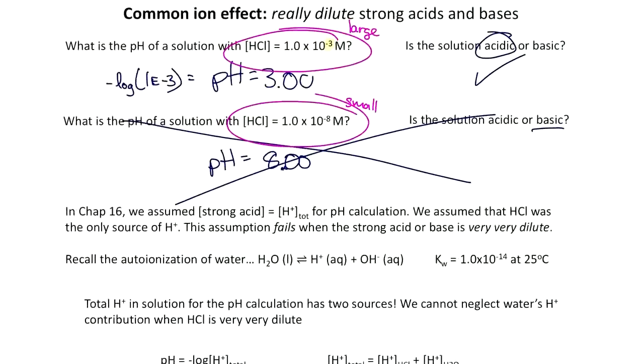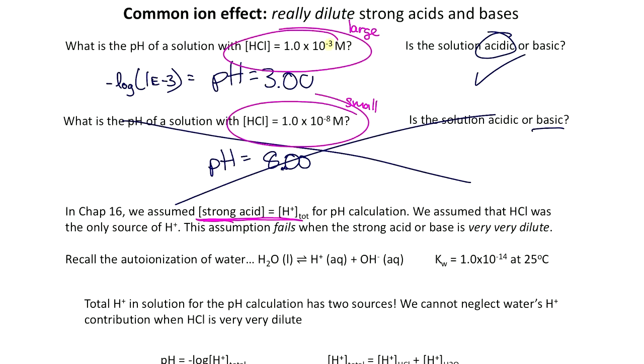So in chapter 16, we actually made an assumption all along. When we put a strong acid in a solution, and I did mention this in my words, but you probably just ignored what I was saying, we assumed that the strong acid was the total H+ concentration at equilibrium. There's actually another source of H+ that we've been ignoring all this time. In an aqueous solution of HCl, something else contributes H+, and what is it? It's water. Water also contributes H+, yes.